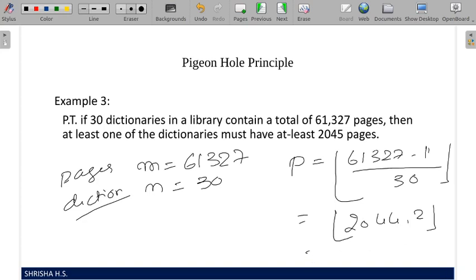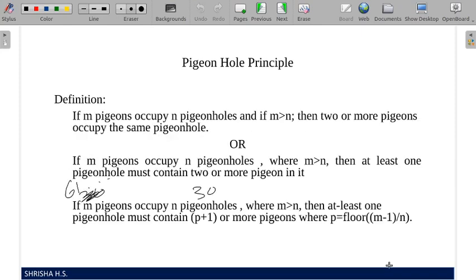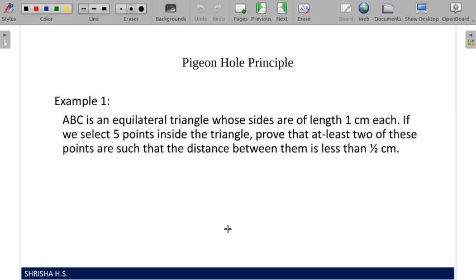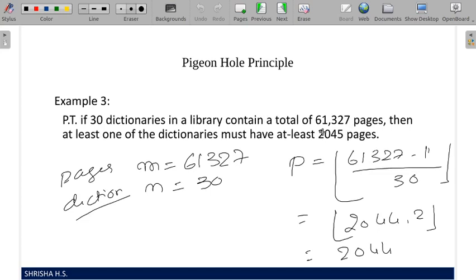Okay, so that will be 2044. Go back to our definition here. Then at least one pigeonhole must contain p plus 1 or more. So here, at least one of the dictionaries must contain at least 2045. What is p plus 1 according to that definition? 2044 plus 1 is 2045.